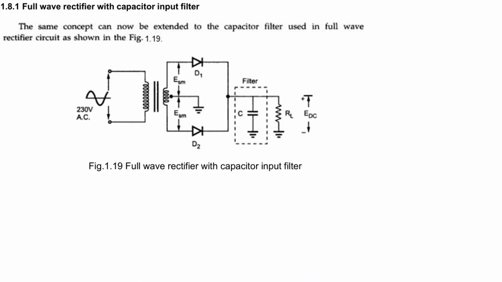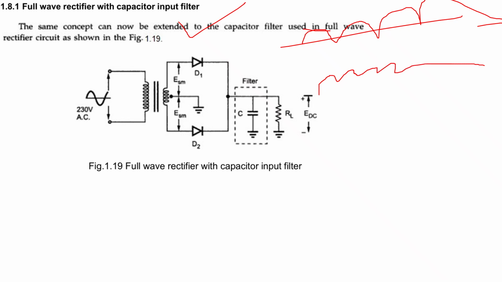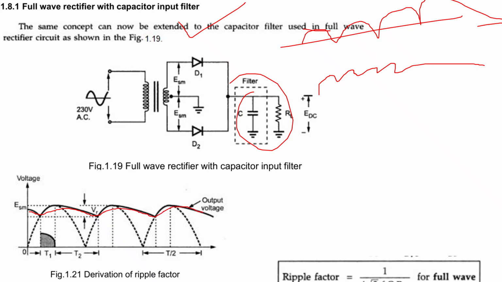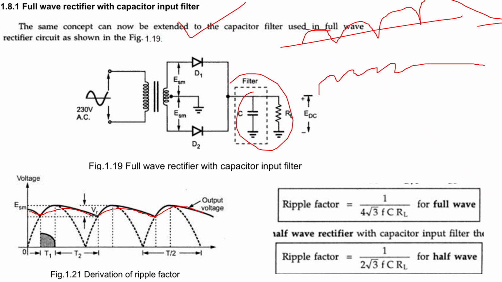Then full wave rectifier with capacitor filter. Whatever output we got is like this, but it keeps on increasing and decreasing. So how will you remove this increasing and decreasing? We are going to use a filter, that is an RC type of filter. With the help of that, now your output is something like this bold one, right? Now you can see you are moving towards more DC. That is our objective.